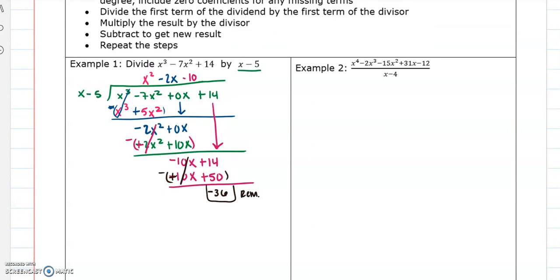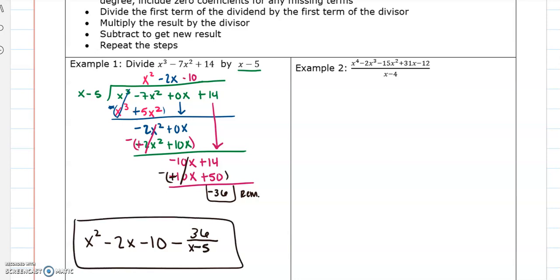Okay, so I'm going to take my top terms, so that x squared minus 2x minus 10, and then since my remainder is negative 36, it's going to be minus 36 over what we were dividing by, x minus 5. And then that is your answer. If you get a 0 right there where the remainder is, you do not have a remainder. But right there, 36, that is our remainder, negative 36. If it was a positive, I would do plus remainder over what we're dividing by.